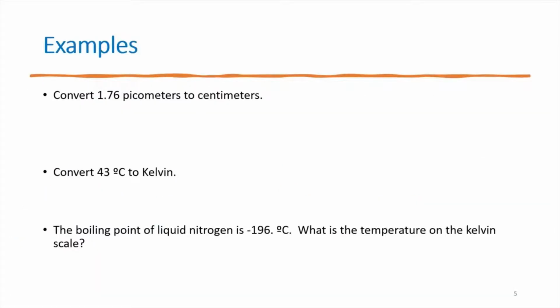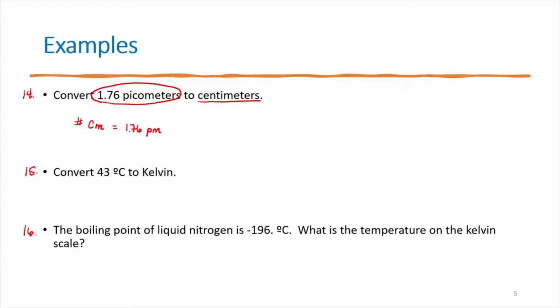Okay, numbers 14, 15, and 16. Convert 1.76 picometers to centimeters. Remember, when you're doing dimensional analysis, to first write down what you want to know. We want to know centimeters, so I'm going to say number of centimeters. The second thing you're going to write down is what measurement you're given. You're told 1.76 picometers.